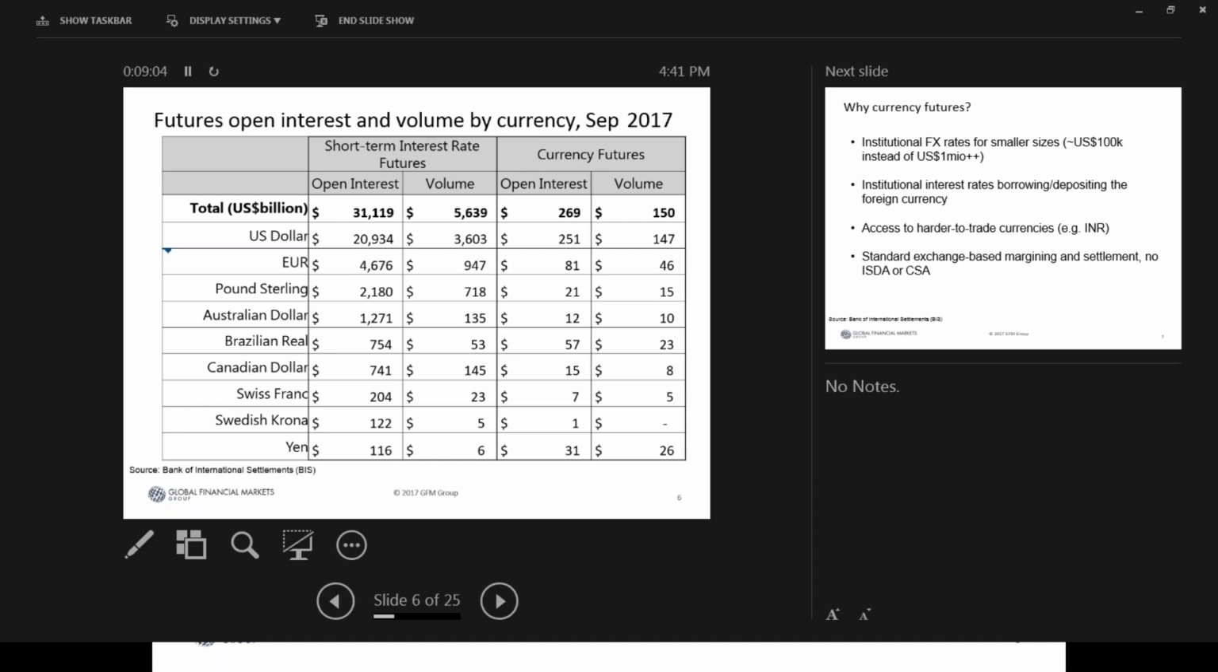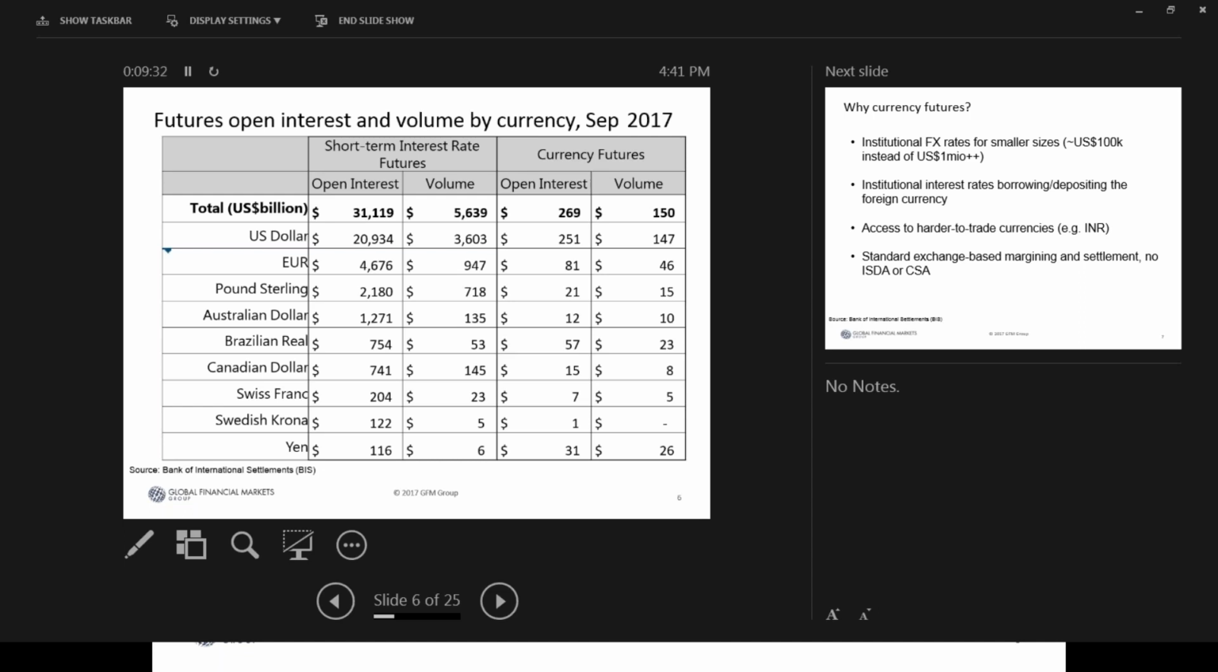Now, the other parts of this slide, you'll notice on the left, we're looking at currency. We're comparing the relative volume of interest rate futures versus the volume of currency futures. The much larger volume on the left, these are contracts which you may hear called Eurodollar futures, Euribor futures or LIBOR futures.